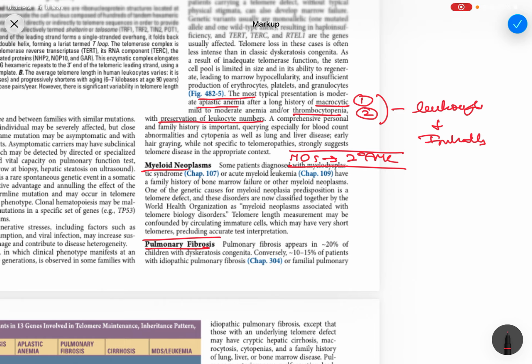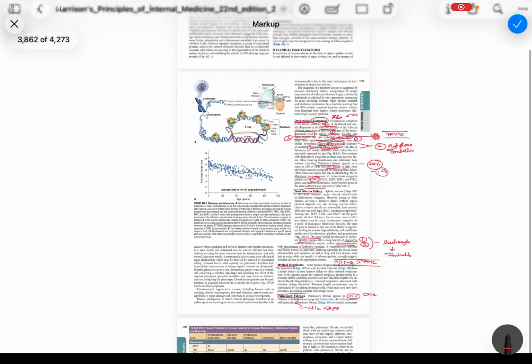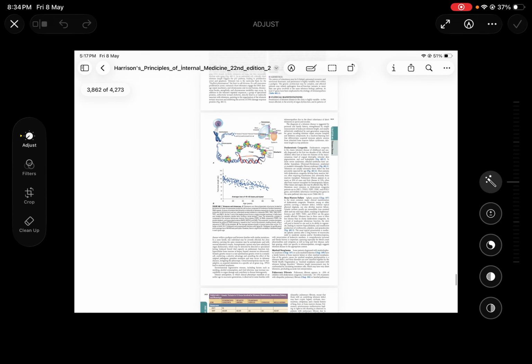Next is pulmonary fibrosis. There is a 20% association, as I told, with DKC. In that, the most common type is idiopathic pulmonary fibrosis. Okay, done. So this page is also done.